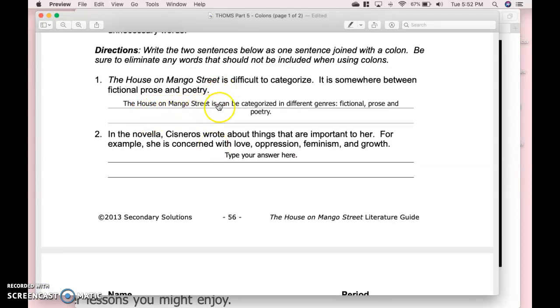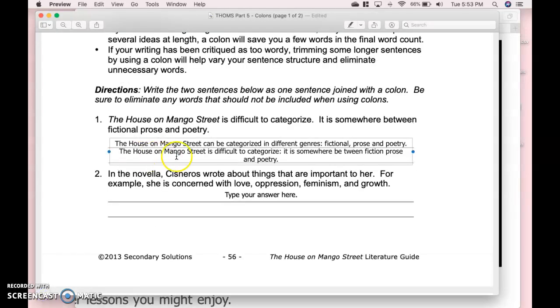"The house on Mango Street can be categorized in different genres: fiction, prose, and poetry." So three different things there as a list. You could also combine these two sentences and create two different independent clauses joined by one colon, like this. The sentence says, "The house on Mango Street is difficult to categorize: it is somewhere between fiction, prose, and poetry." Okay, so either one of these would work.